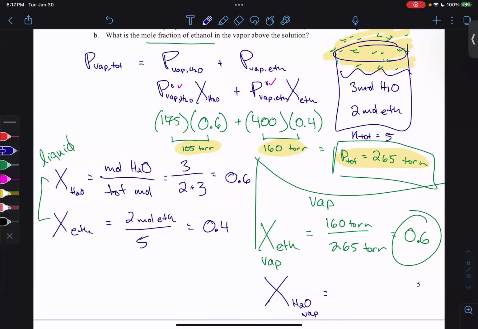How would you calculate it? It'd be 105 over 265. So be very cognizant when they're asking for mole fractions. Are they talking about the liquid phase, so you just go ahead and calculate mole amounts, or are they talking about it in the vapor phase, where you have to actually do Raoult's law, look at the different components and divide by the total vapor pressure, because those are all vapor values. Okay, so that is 11.